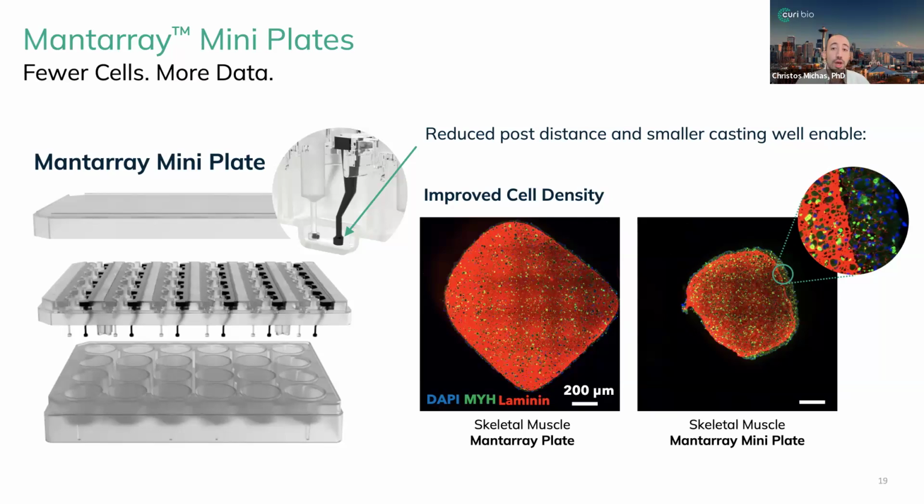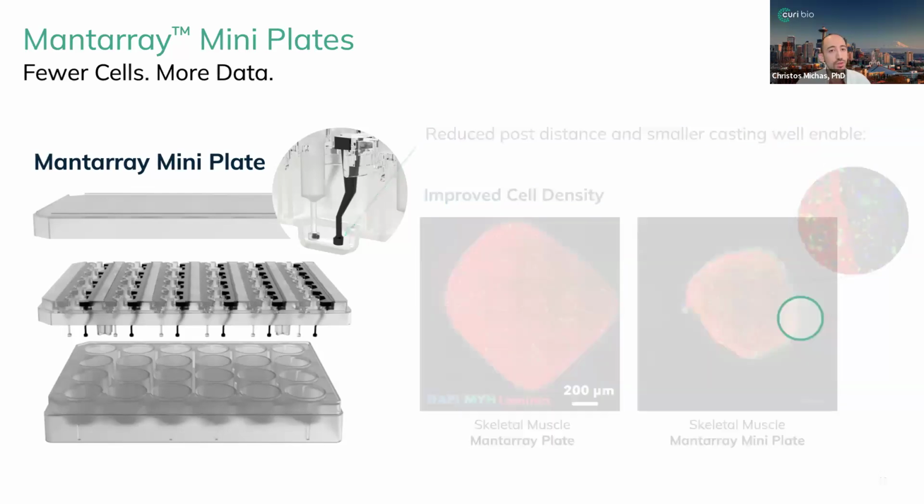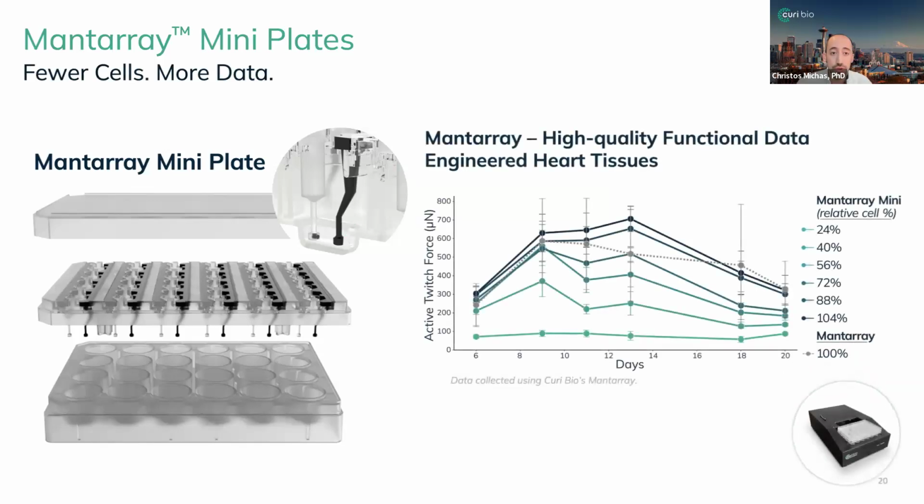Now that we know that we can make the tissues, and in fact, they have improved density, how compatible are they with the existing infrastructure and can we use it with it? And by that, I mean the Curi Bio instruments that I mentioned previously. So starting off with the Mantarray contractility instruments, we're going to use this with the engineered skeletal muscle tissues.